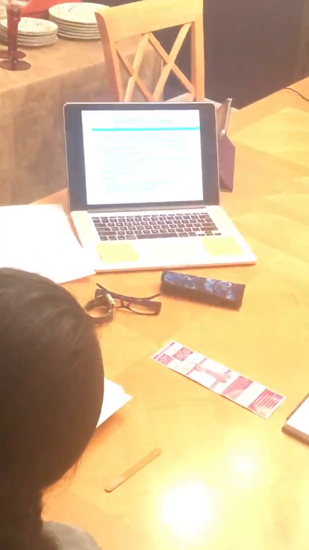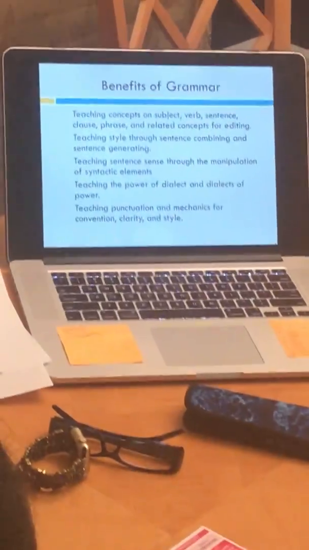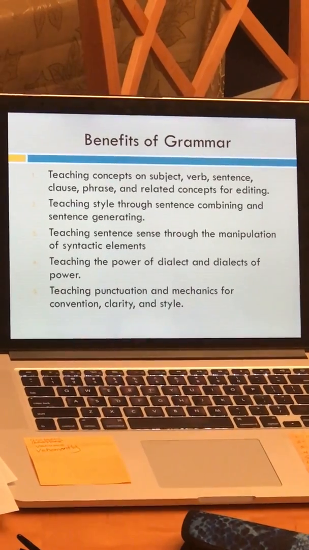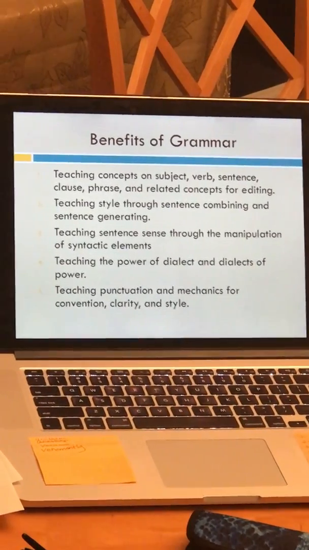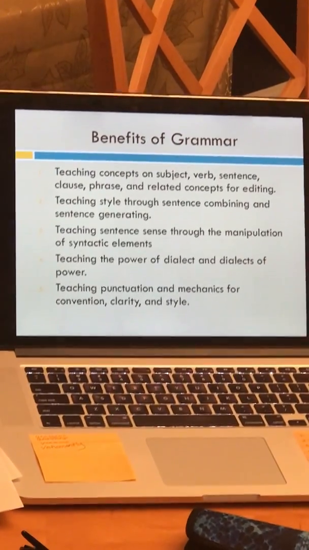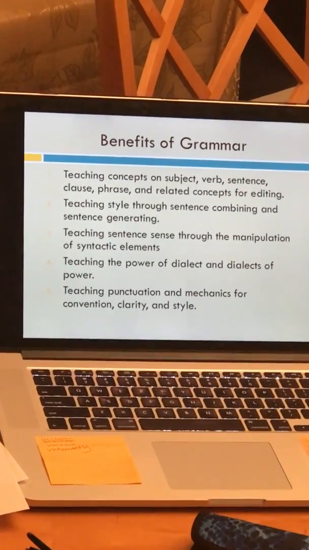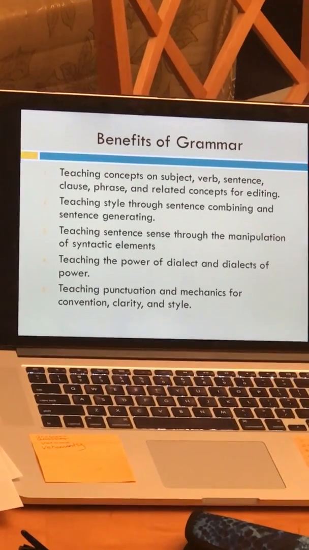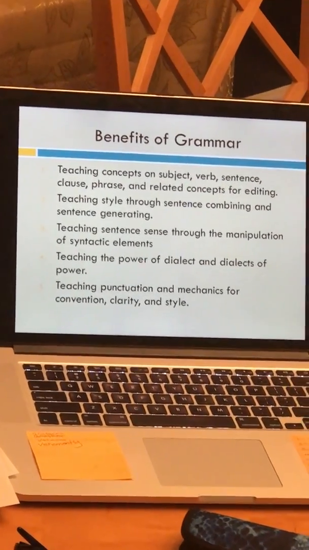The benefits of grammar is that teaching concepts on subject, verb, sentence, clause, phrase, and related concepts for editing helps you with your subject-verb agreement. Teaching style, you do that through combining sentences and generating sentences. You teach sentence sense through the manipulation of syntactic elements. You teach the power of dialect and dialect of power.